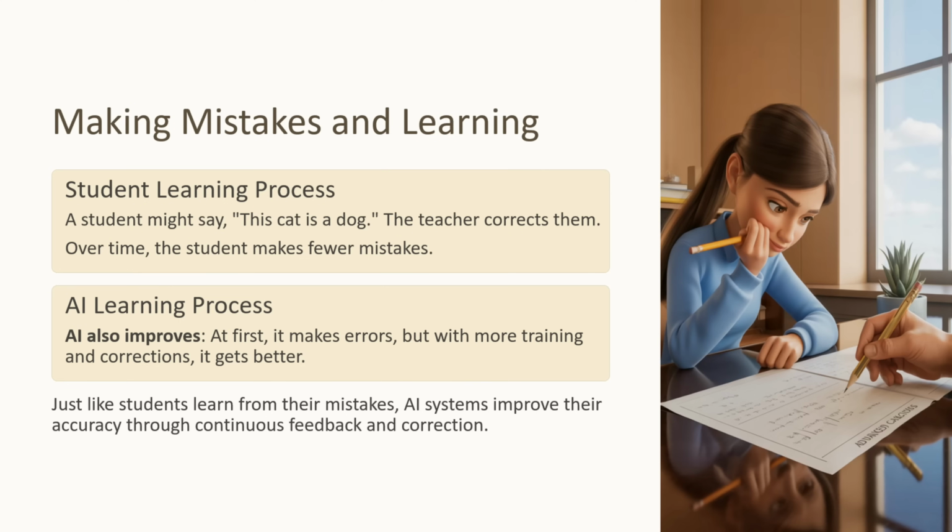Making mistakes and learning. What is the student's learning process? A student might say, this cat is a dog. The teacher corrects them. Over time, the student makes fewer mistakes. What is the AI learning process? In the case of AI, AI also improves. At first, it makes errors, but with more training and corrections, it gets better. Just like students learn from their mistakes, AI systems improve their accuracy through continuous feedback and correction.